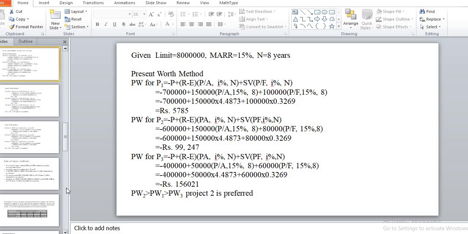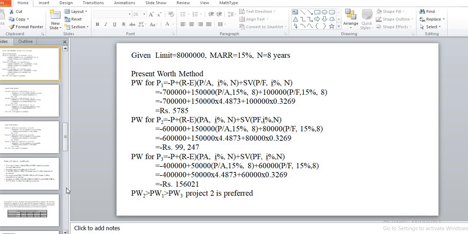So minus P plus R minus E, and now this R minus E is multiplied with the present worth factor. Again the salvage value is multiplied with the present worth factor. Now this revenue is considered annually, so we multiply the uniform series present worth factor here, and the salvage value is a single time amount, so we consider the present worth factor for the single payment.